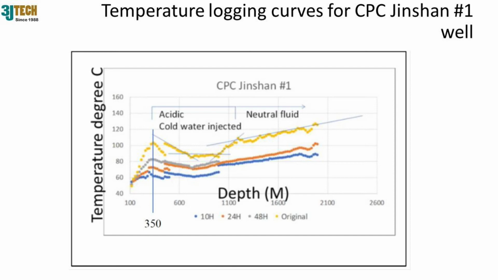This slide is the temperature profile for well CPC Jinshan No. 1 with respect to depth. One could see the temperature drops from about 350 to 850 meters, representing the cold water injection. It starts to increase again from about 900 meters.